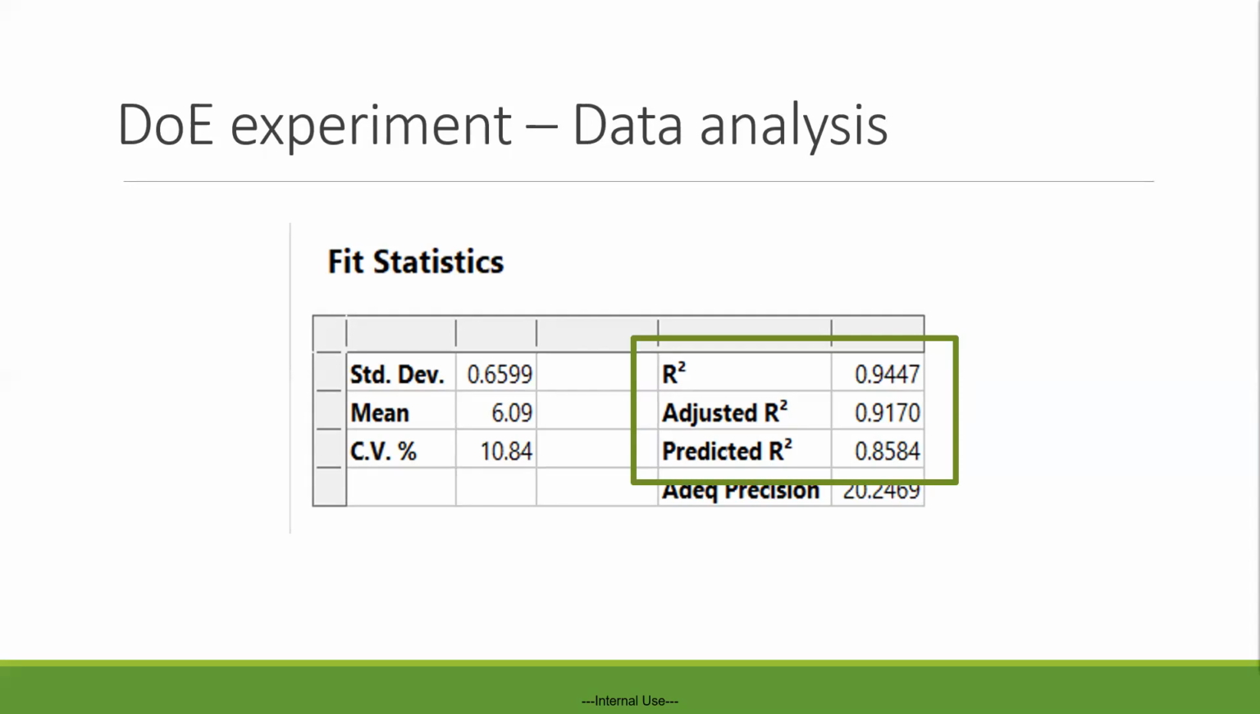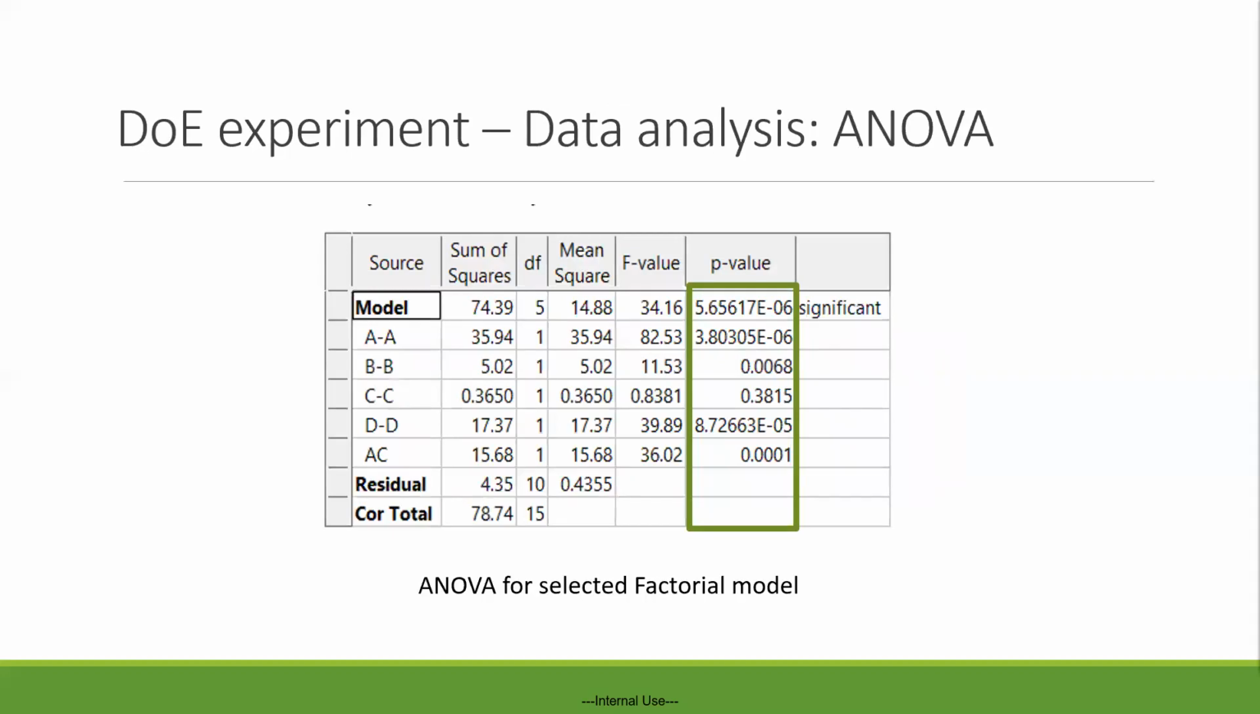So it's all acceptable. Another step to check the data is by checking the ANOVA for the p-value. From the ANOVA table, a p-value less than 0.05 indicates the model term is significant. So in this case, A, B, D, and AC are significant model terms. These are the main effects. A value greater than 0.1 indicates the model terms are not significant.